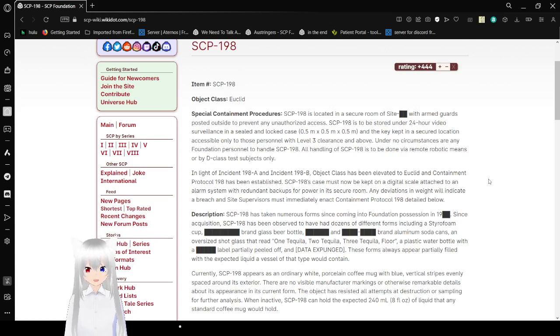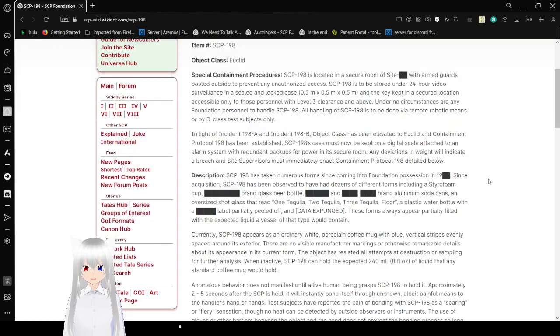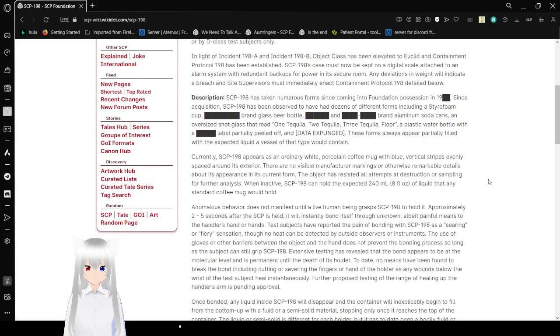In light of Incident 198-A and Incident 198-B, Object Class has been elevated to Euclid and Containment Protocol 198 has been established. SCP-198's case must now be kept on a digital scale attached to an alarm system with redundant backups for power in its secure room. Any deviations in weight will indicate a breach, and site supervisors must immediately enact Containment Protocol 198 detailed below.